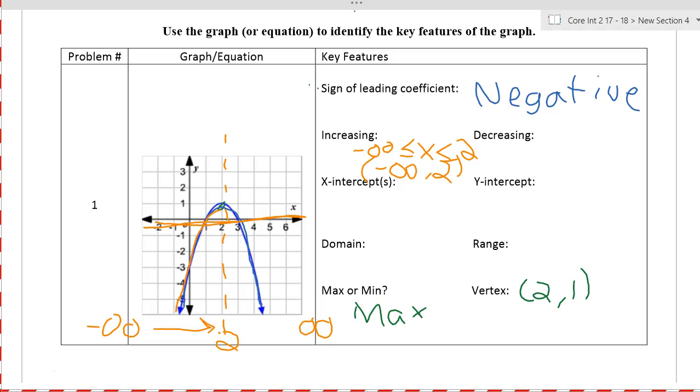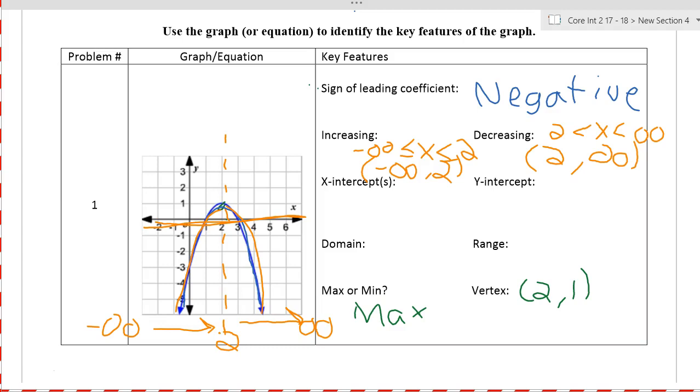Now if I look at the other half of my graph, again, read left to right, this is the side that's decreasing. I'm starting here and falling down. This one starts at 2, which is less than x, and it goes to infinity. Again, I can write that as (2, infinity) in parentheses.